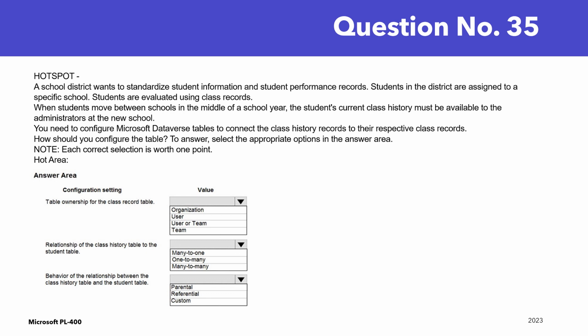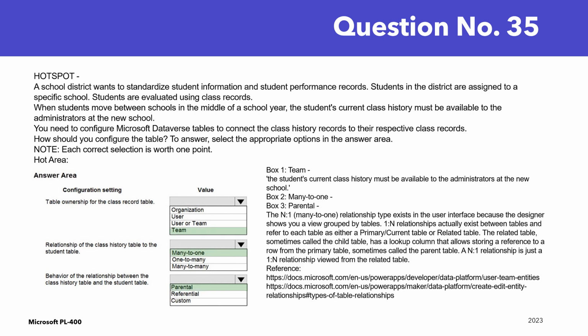You need to configure Microsoft Dataverse tables to connect the class history records to their respective class records. How should you configure the table? To answer, select the appropriate options in the answer area. Configuration setting: table ownership for the class record table. Value: team. Configuration: relationship of the class history table to the student table. Value: many to one. Configuration: behavior of the relationship between the class history table and the student table. Value: parental.